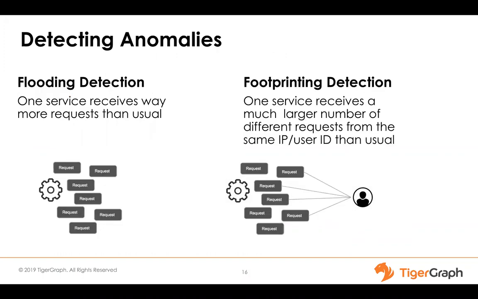The next example is detecting anomalies. For example, we can do flooding detection, that is, one server receives many more requests than usual, or footprinting detection, that is, maybe one account or one IP address scans over all kinds of APIs in order to find a vulnerability in the system. We can detect that as well with the graph database.